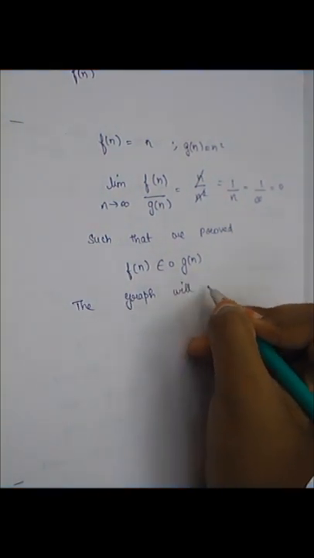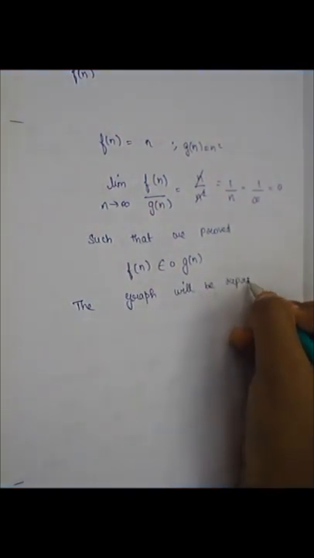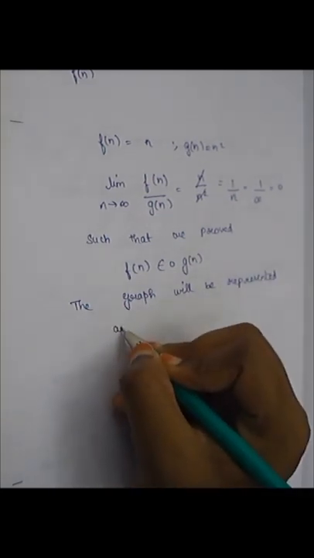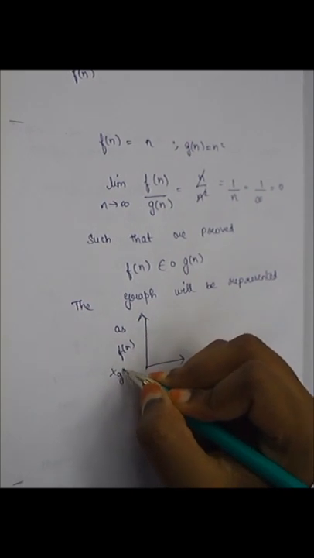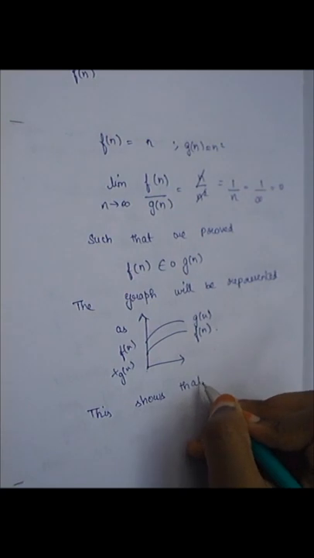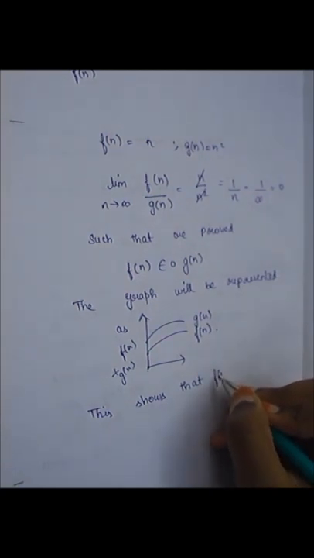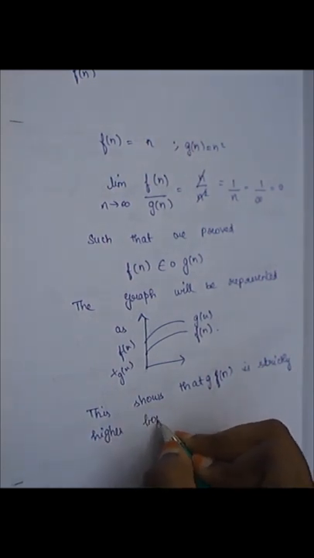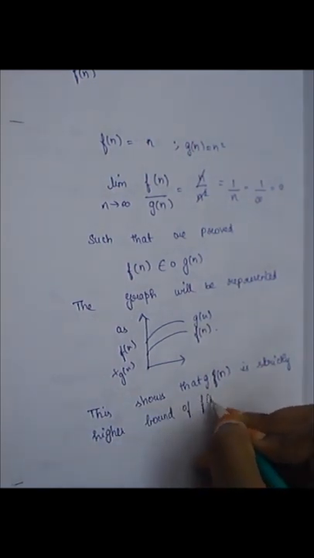And the graph will be represented as f of n and g of n, like this. This shows that g of n is strictly higher bound of f of n.